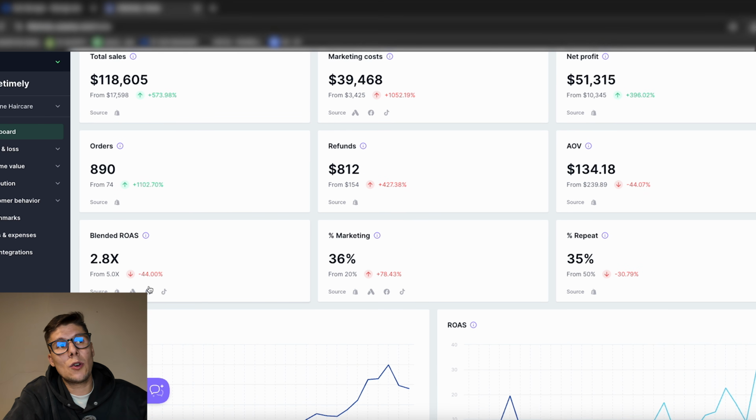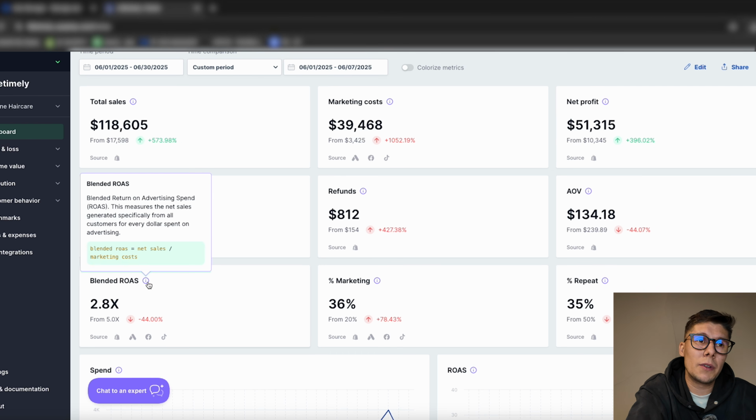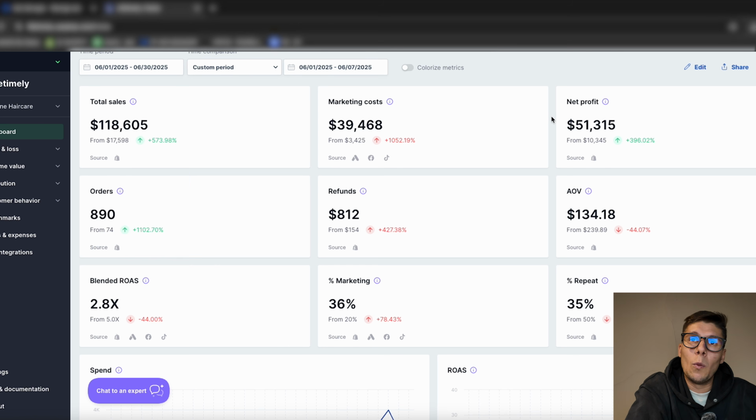Now, obviously your ROAS is going to go down as you scale. If you're a brand that's spending 5K a month versus a brand that's spending 50K a month, you're not gonna be hitting the same ROAS, or it's very unlikely, should I say. What's important here is the profit amount, okay? A lot of people get so caught up on ROAS when it's not really an important metric to track. What you want to be tracking is your net cash flow positive per month, or your net profit, right? So they've made 51,000 net profit, which is a 400% increase.